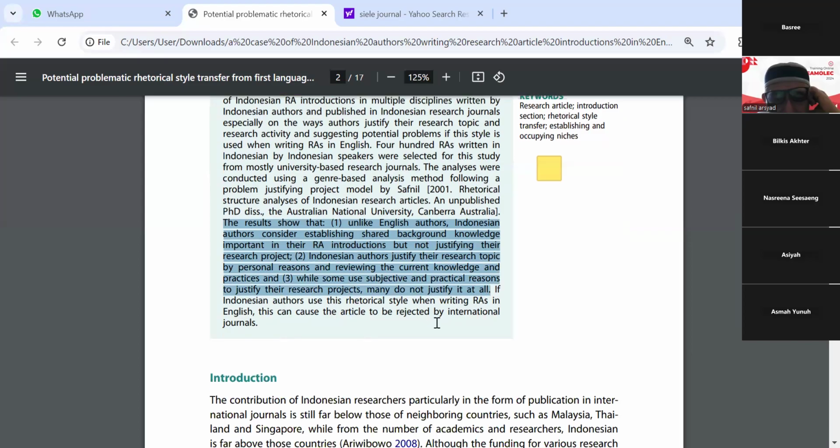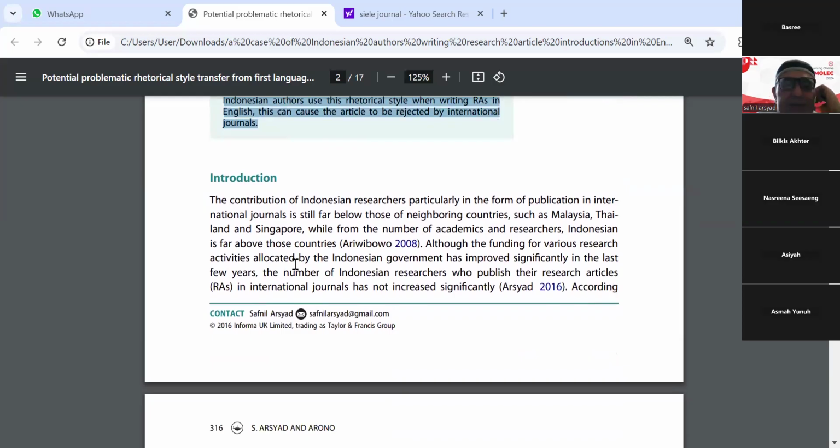Move 4. Move 5 is the last one. If an Indonesian author uses this rhetorical style when writing an article in English, this can cause the article to be rejected. So this is a suggestion: don't use your local style when writing for international journals. Okay.